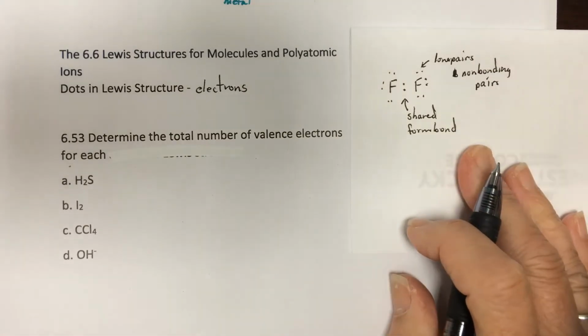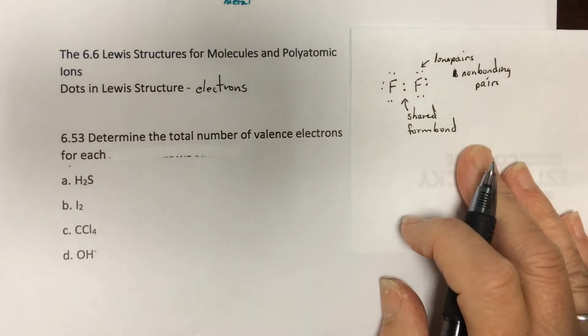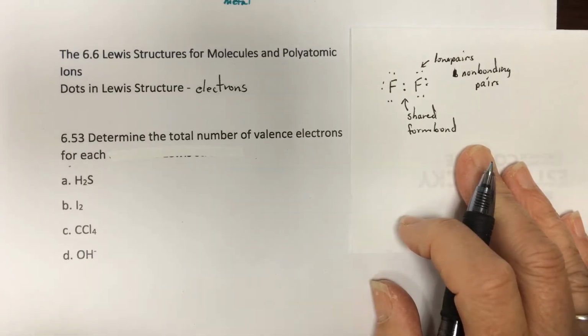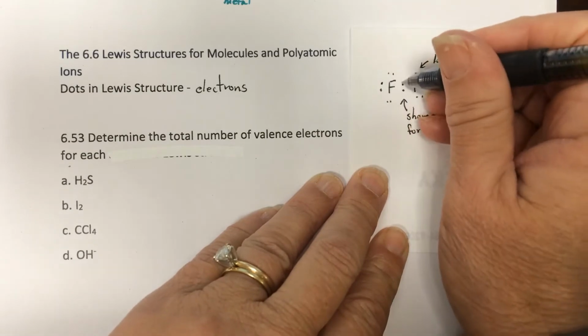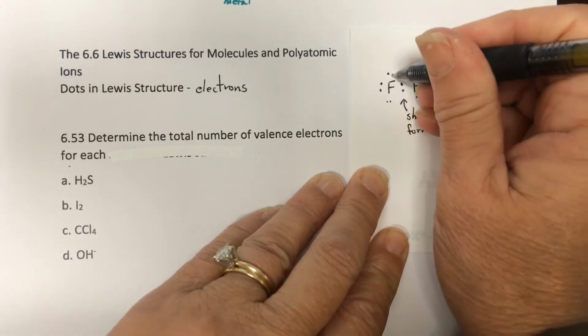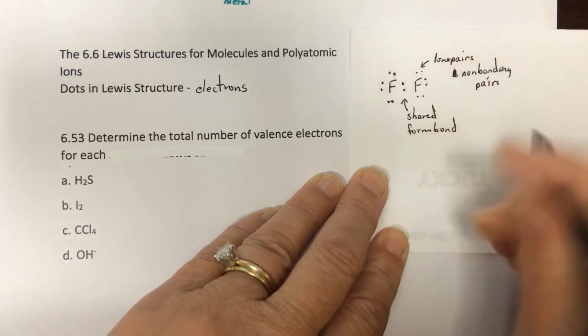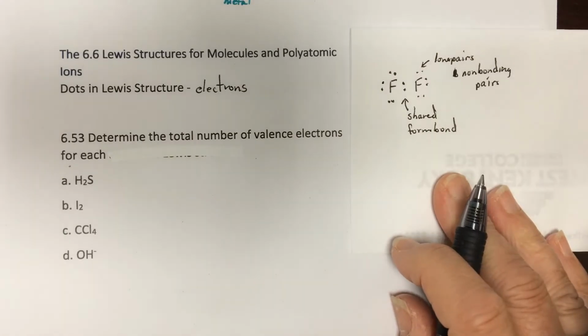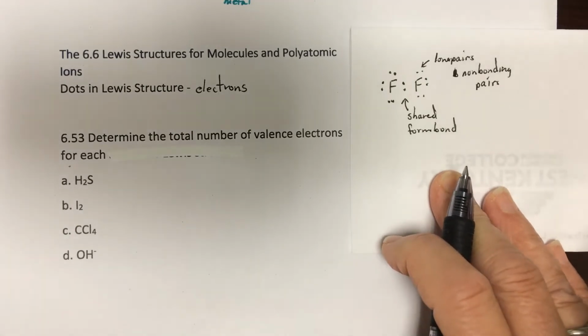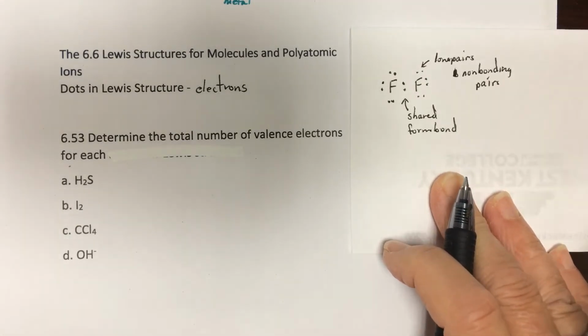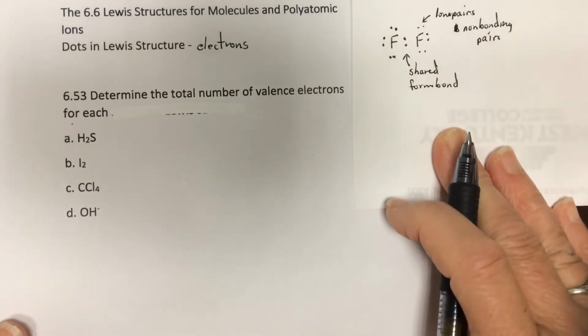Okay, notice that every atom, except hydrogen and helium, wants 8, and that both of our fluorines have 8 electrons. I'm sure you can see all of them. There we go. So to build these Lewis structures, we're going to need to determine the total number of electrons in compounds.